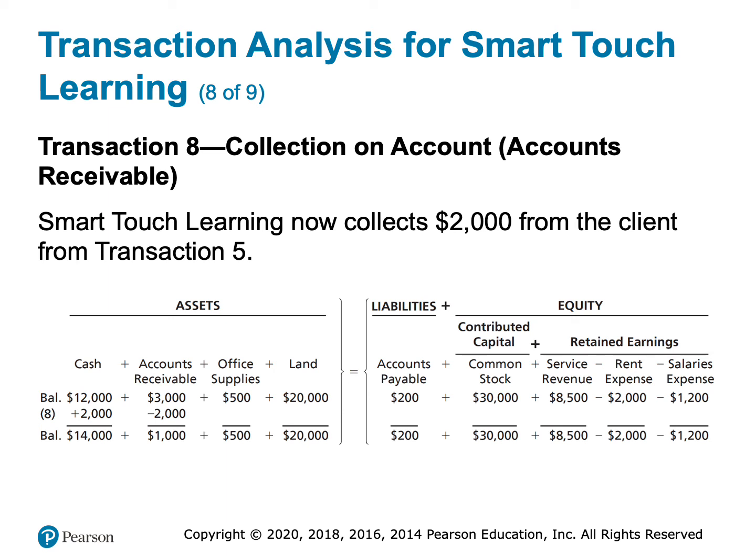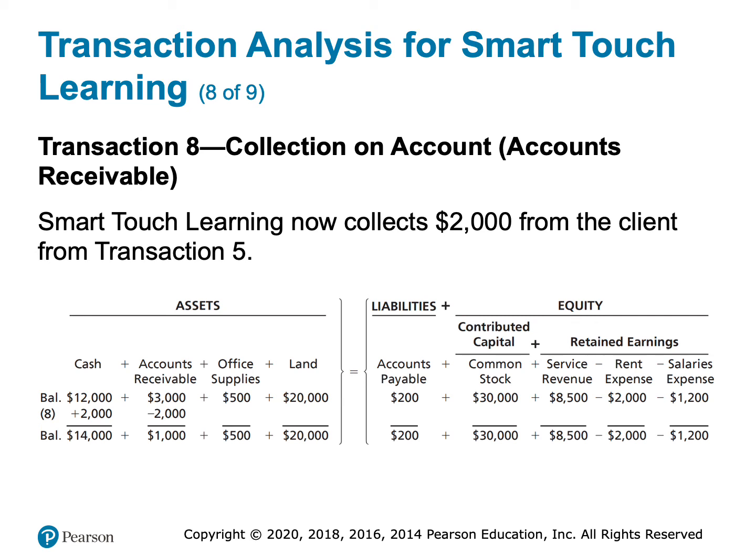Now, in transaction 8, we're told that we collected $2,000 from the client in transaction 5. So if you, again, will want to flip back to transaction 5. In transaction 5, we provided services for a customer and we said, yeah, you can pay us later, that's fine. So we increased revenue by $3,000 and we increased that asset accounts receivable by $3,000. So now the customer has sent us a check. They sent us a check for $2,000. They owe us $3,000, but they've paid $2,000.